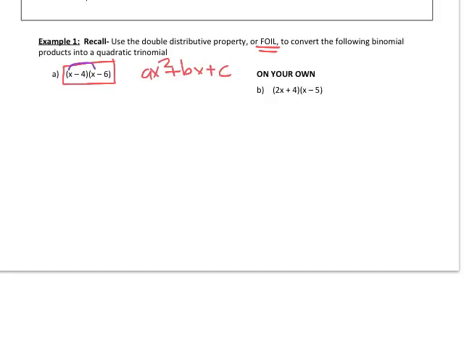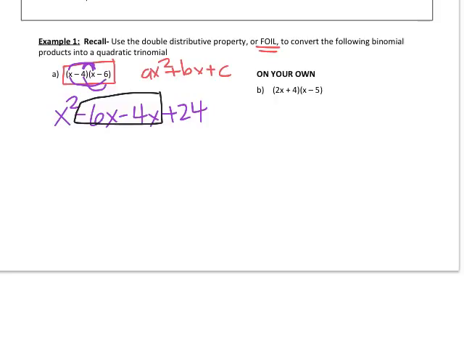So if I have my first terms multiplied together, that's x squared. My outside terms multiplied together, that's minus 6x. My inside terms, negative 4 and x. And my last, so negative 4 times negative 6, which is positive 24. So I'm going to combine the things that I can combine. In this case, these two terms have an x with them. So I'm going to rewrite this as a final answer as x squared minus 10x plus 24. I would like you to try B on your own. You're still using that same idea. First, outside, inside, last.